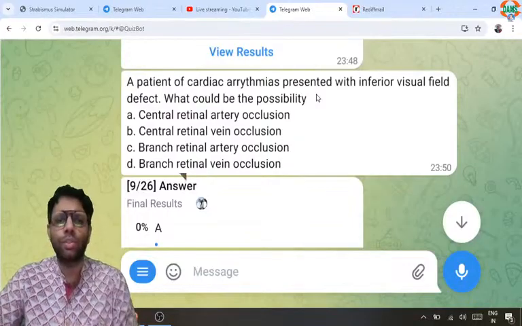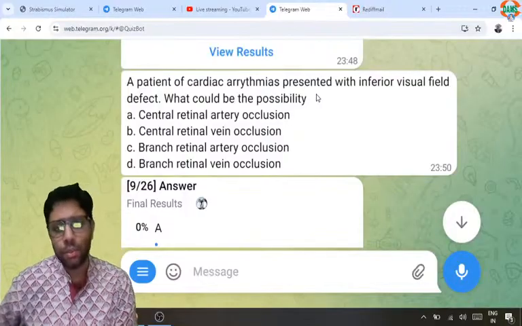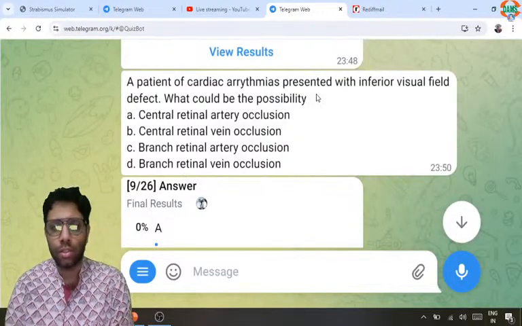Why CO2? CO2 is a vasodilator. Why 5%, why not more? You don't have to kill the patient. 5% is enough to dilate the vessel. But the first thing is very important: ocular digital massage.